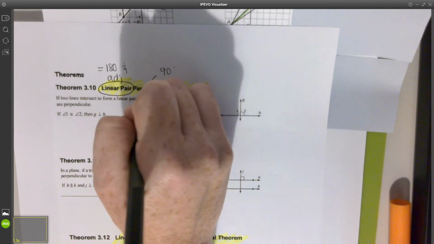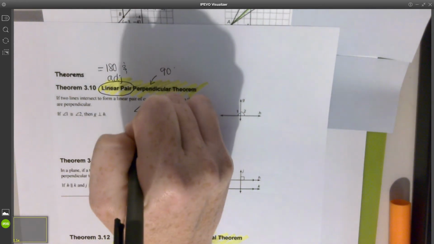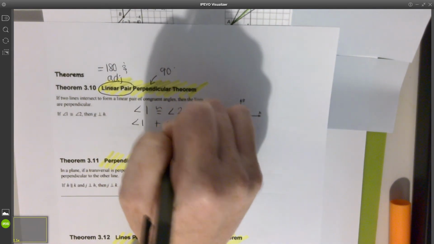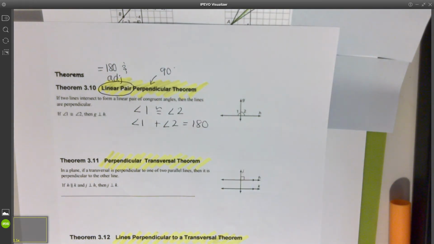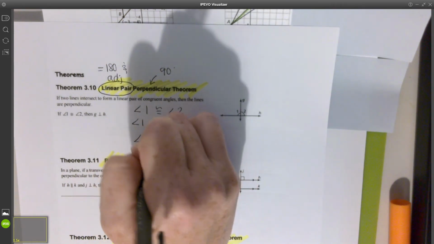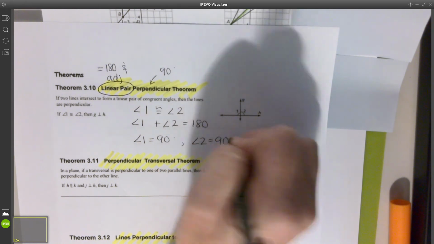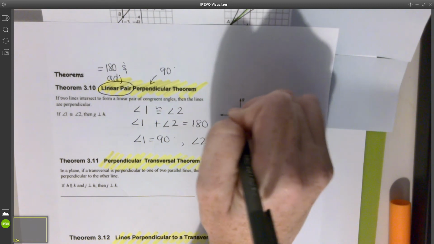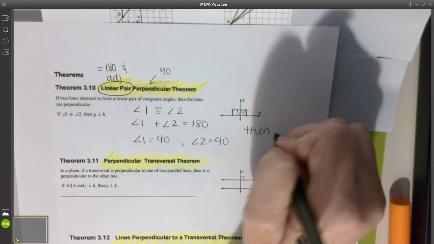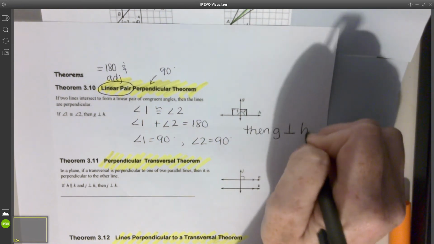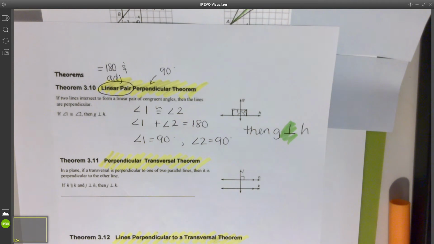It says if angle 1 is congruent to angle 2, and angle 1 plus angle 2 equals 180, what would angle 1 and angle 2 have to be? They would have to be 90 degrees. So that means I could actually draw those right angles on my box and say, if they're both 90 and 90, then G is perpendicular to H. Do not forget our symbol for perpendicular is that upside down T.